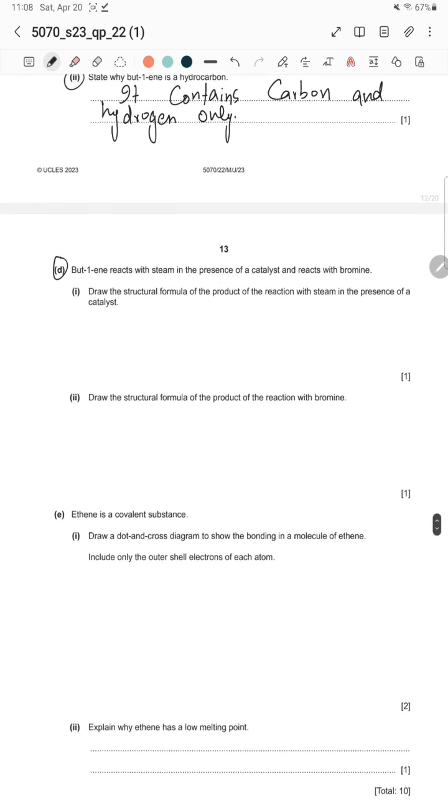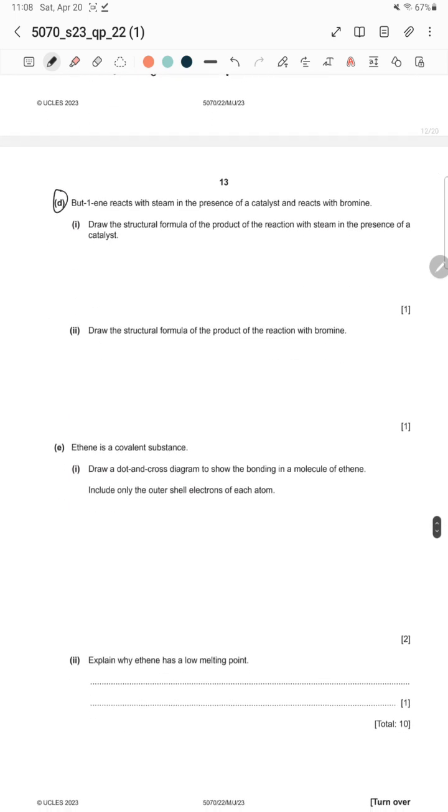Part D is: but-1-ene reacts with steam in the presence of a catalyst and reacts with bromine. Draw the structural formula of the product of the reaction with steam in the presence of catalyst. So this is from the chapter hydrocarbons and the reaction name is hydration of alkene. That's really simple. What will happen? You have to write the structural formula of the product only.